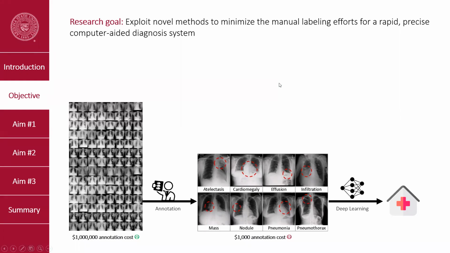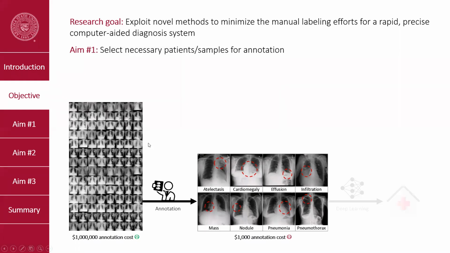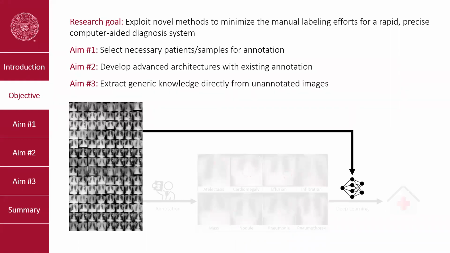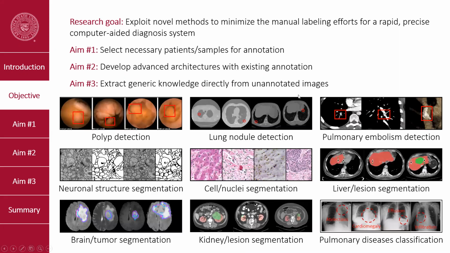I will specify three aims. First, select the most necessary images for annotation. Second, develop advanced deep neural network architectures with existing annotation. And finally, extract generic knowledge directly from the unlabeled images. To validate our three aims, we have used nine different use cases, including disease detection, segmentation, and classification. In the following, I will present the progress that we have made for each of the aims.